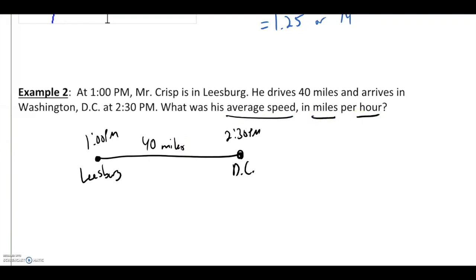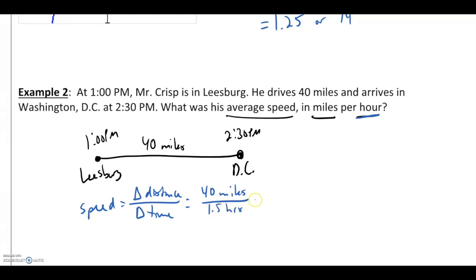Well, the first thing that we need to do is define what speed is. And speed's a concept that we're going to hit right now, but it's also going to continue to come up throughout the course. All speed is a change in distance over a change in time. And so my change in distance, I drove 40 miles. And my time, being careful because it did stress we want hours, from 1 p.m. to 2:30 p.m., that is 1.5 hours. And dividing that, we're going to get 26.667 miles per hour, or we can approximate that to about 27 miles per hour.